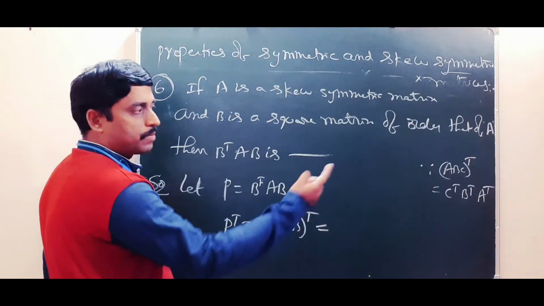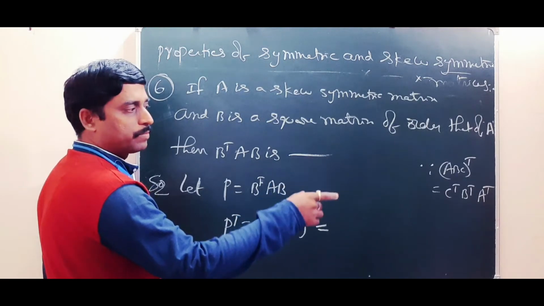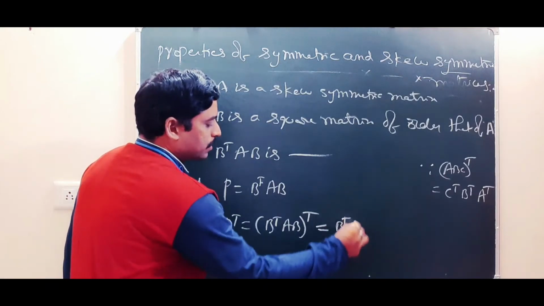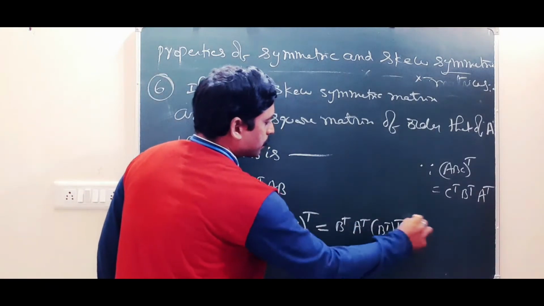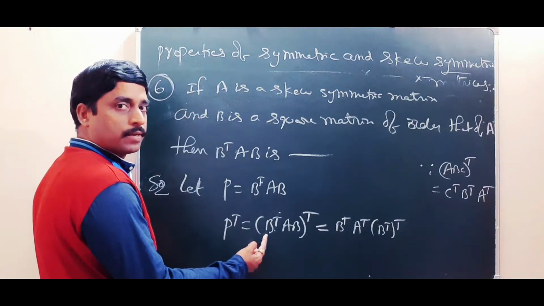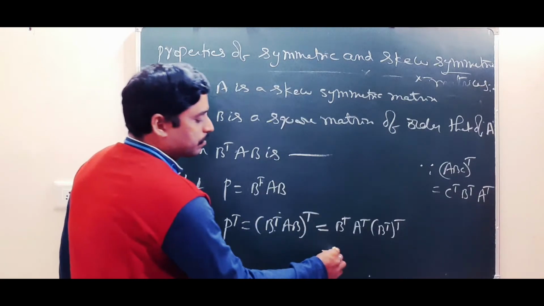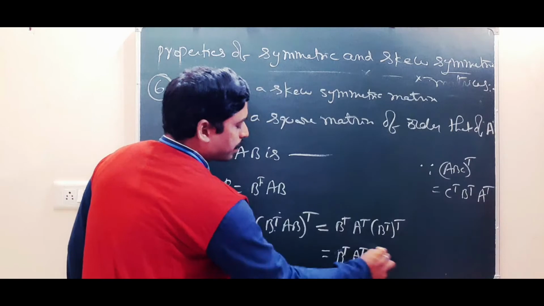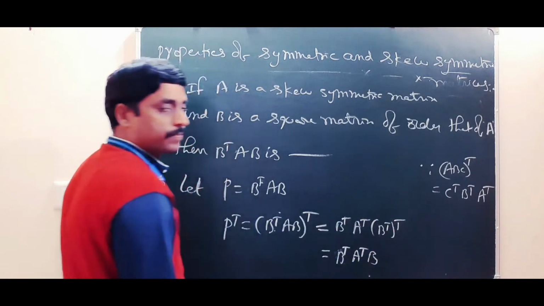What is the form? (ABC) whole transpose is equal to, so first write C transpose into B transpose into A transpose. So it is going to be B transpose into A transpose into B transpose whole transpose, where P is B transpose AB. Okay, right. So transpose of B transpose is nothing but B.